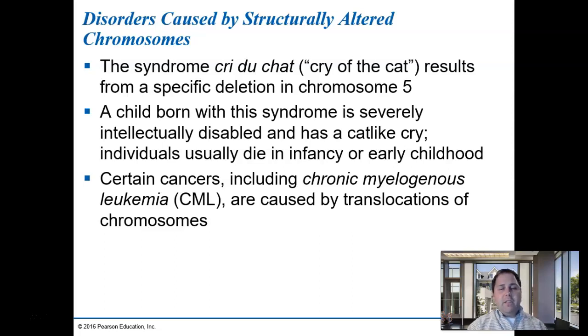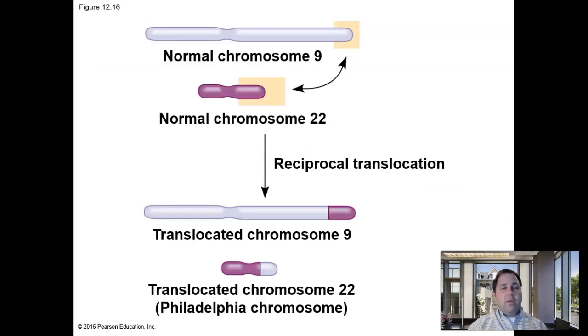And there are some cancers, most notably CML, chronic myelogenous leukemia, caused by translocation of a chromosome. So here is chromosome 9, chromosome 22, you translocate portions like that. This is called the Philadelphia chromosome, just based off its discovery and what it does to cause CML.